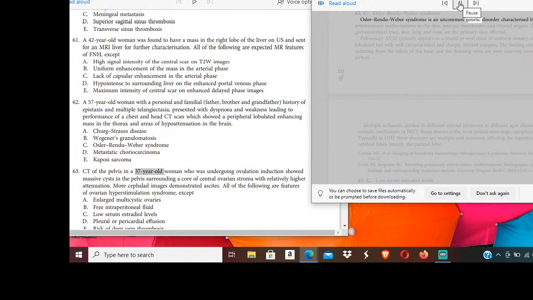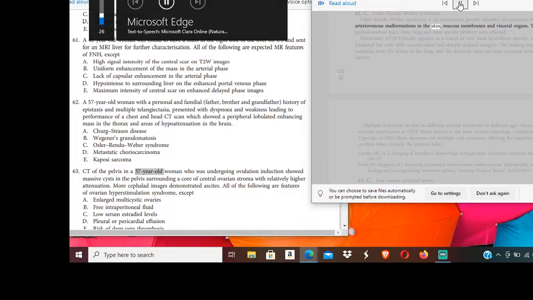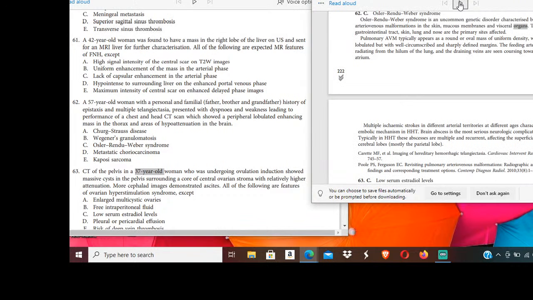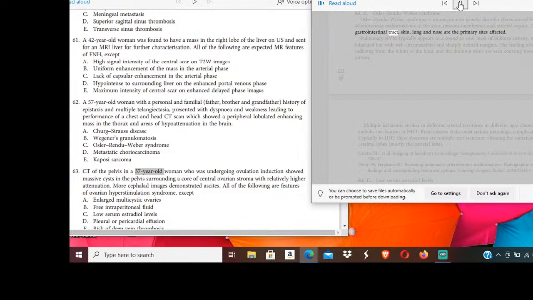Osler-Rendu-Weber syndrome is an uncommon genetic disorder characterized by arteriovenous malformations in the skin, mucous membranes, and visceral organs. The brain, gastrointestinal tract, skin, lung, and nose are the primary sites affected. Pulmonary AVM typically appears as a round or oval mass of uniform density, which can be lobulated but with well-circumscribed and sharply defined margins. The feeding arteries are seen radiating from the hilum of the lung, and the draining veins are seen coursing towards the left atrium.